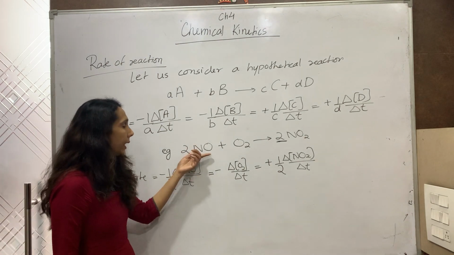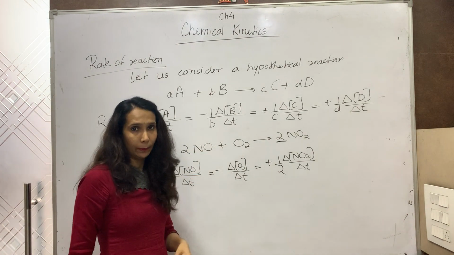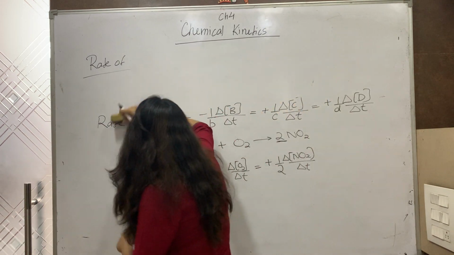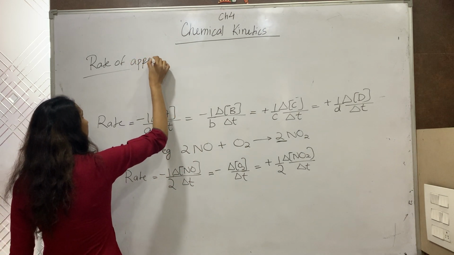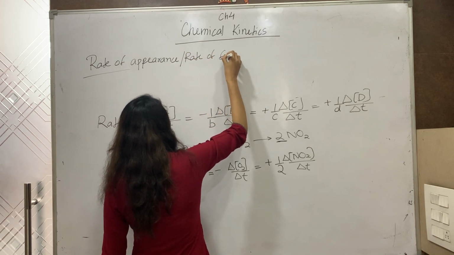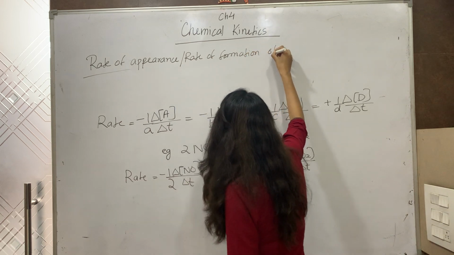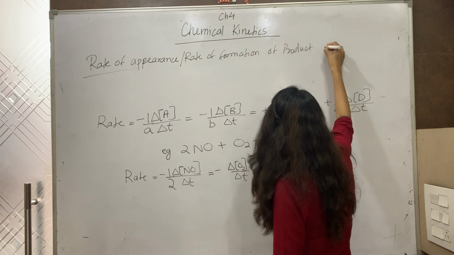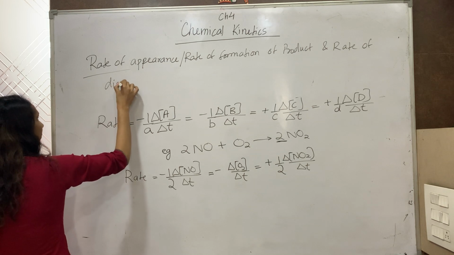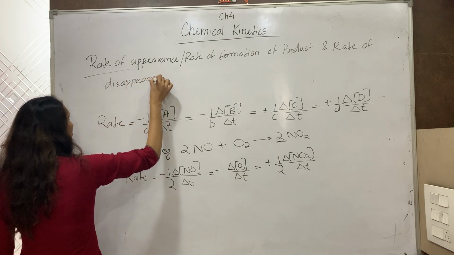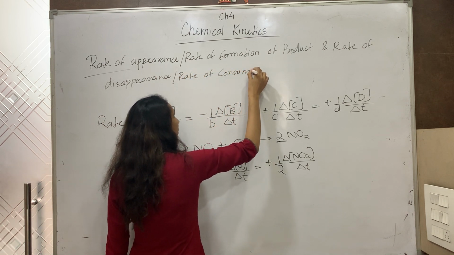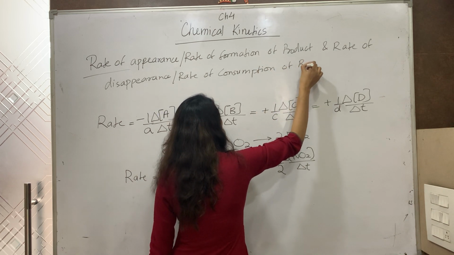Now individually, when I consider reactant and product separately, instead of writing rate of reaction, I can put rate of appearance or rate of formation of products, and rate of disappearance, or we can say rate of consumption of reactants.